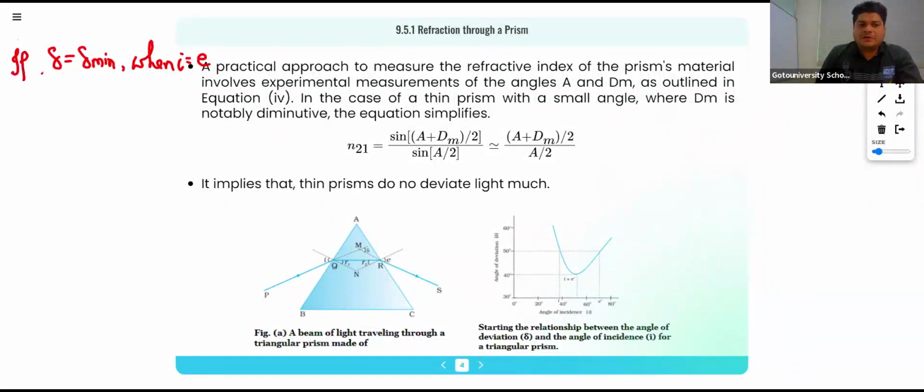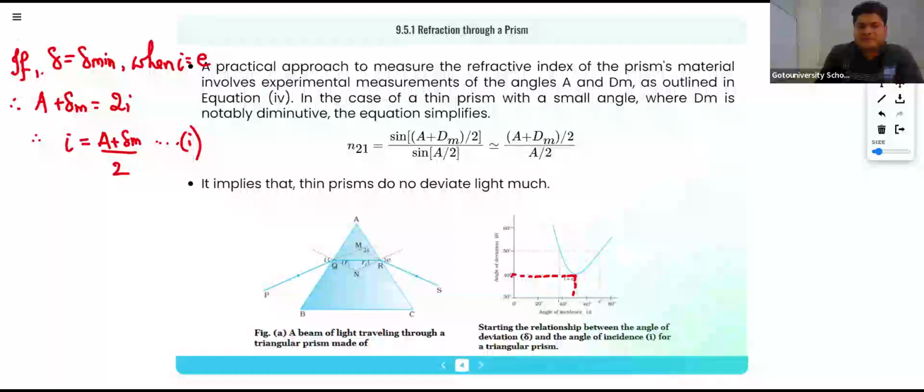If delta is equal to delta minimum, the angle will be minimum when I will be equal to E. So therefore, you can write delta A plus delta M is equal to 2I. So therefore, I will be equal to (A plus delta M) upon 2. This will be your equation 1.